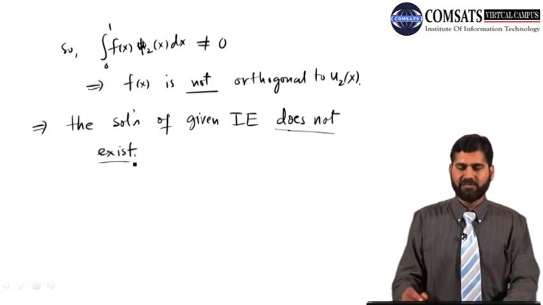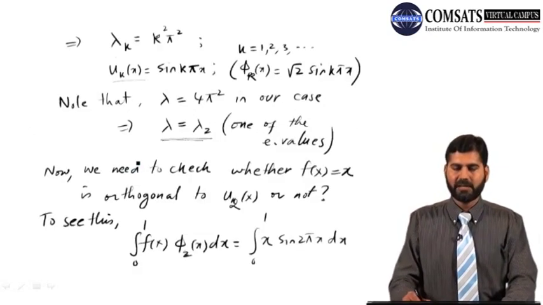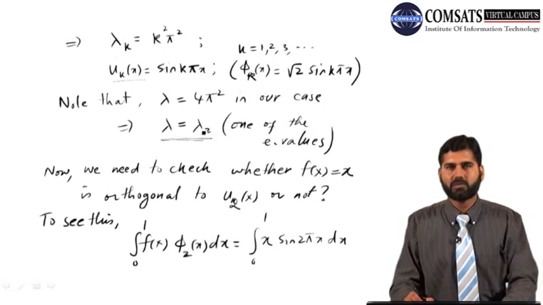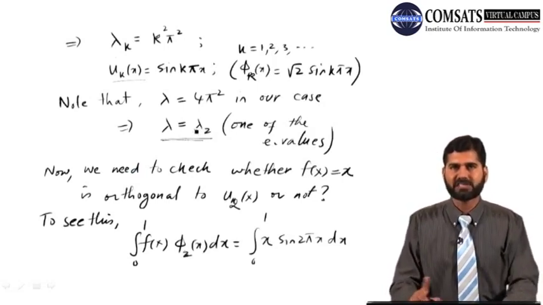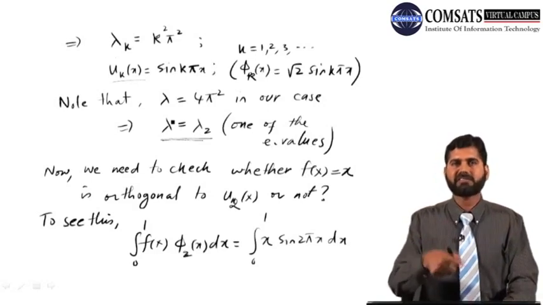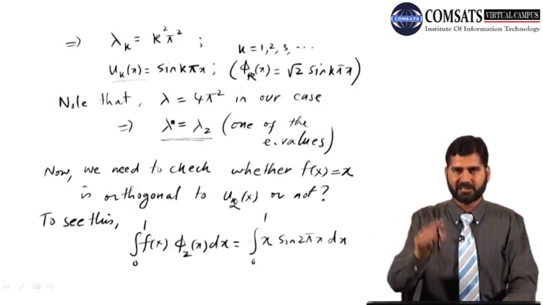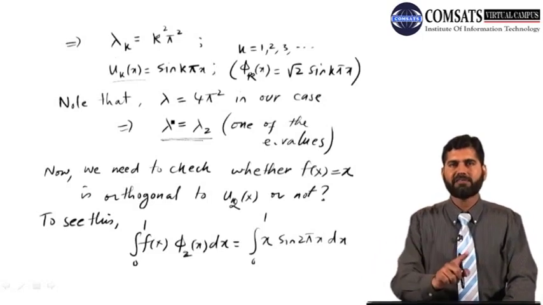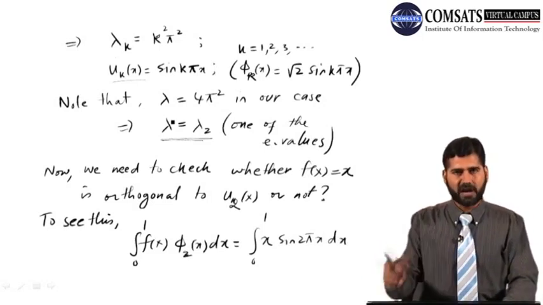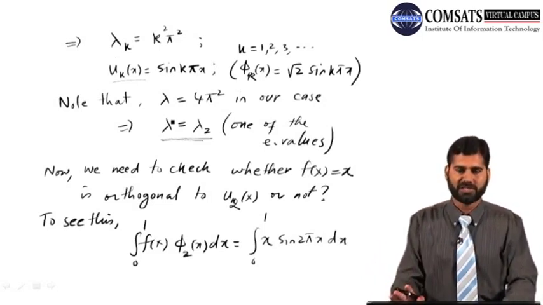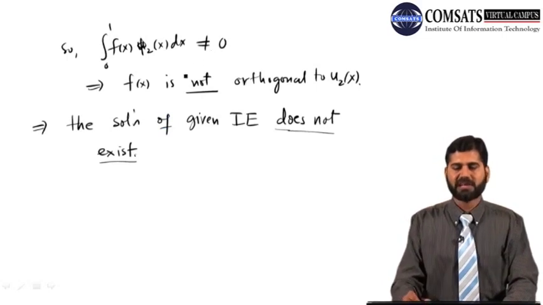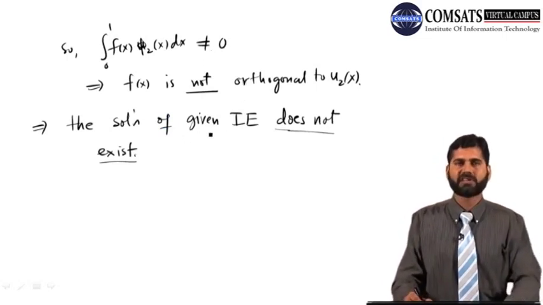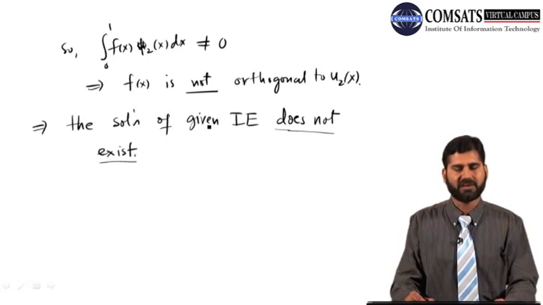So as we said, if you go back here, because lambda is equal to one of the eigenvalues, now it will depend on f(x) whether a solution exists or not. If f(x) is orthogonal to u2(x), there will be infinitely many solutions. If f(x) is not orthogonal, then there will be no solution at all. And we have seen that your function is not orthogonal to your eigenfunction, so this implies that the solution of the given integral equation does not exist at all.